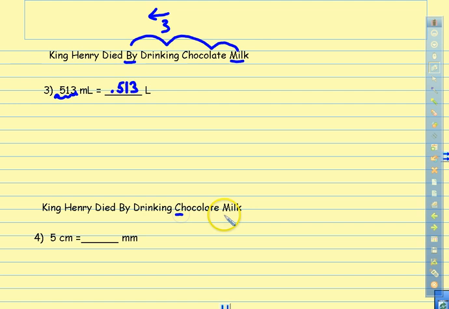Now let's look at my centimeters to millimeters. So again, one place to the right. So I'm going to take my decimal point that is here and move it 1 to the right, which in this case, I'm going to have to annex a 0. So my decimal would be here, so I get 50 millimeters.